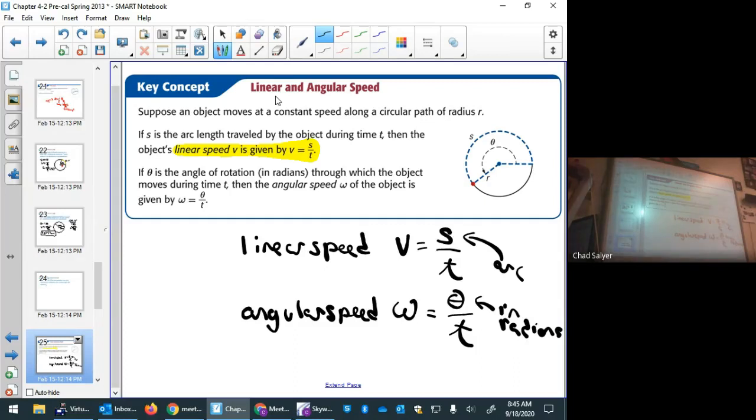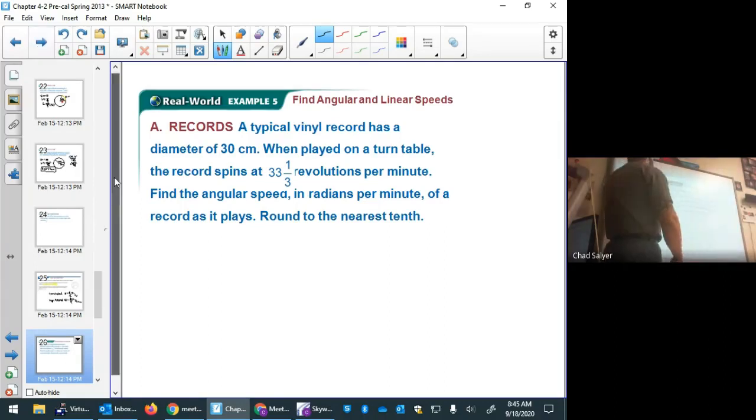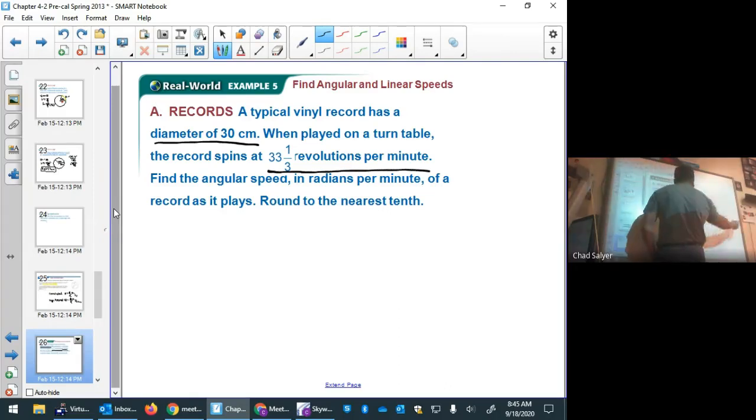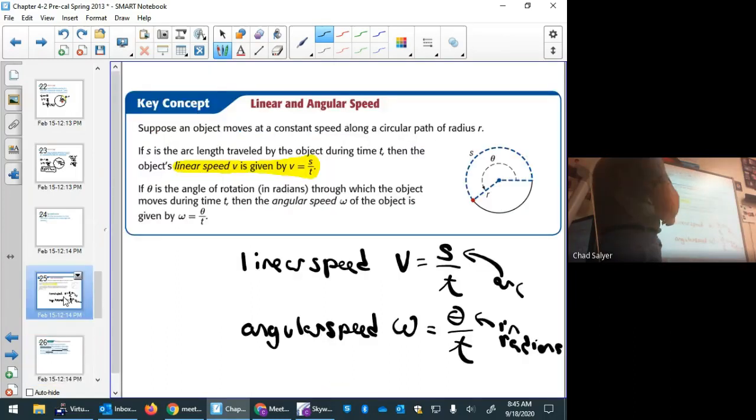All right. Let's apply those. So a typical vinyl record has a diameter of 30 centimeters. Diameter. You know, we deal a lot with radius, so we have to be conscious of that potential problem. When played on a turntable, the record spins at 33 1/3 revolutions per minute. Find the angular speed in radians per minute of a record as it plays. So angular speed is what we're concerned with. We've got a red herring in this problem, in other words, information we don't need. Remember, that's just theta over T.